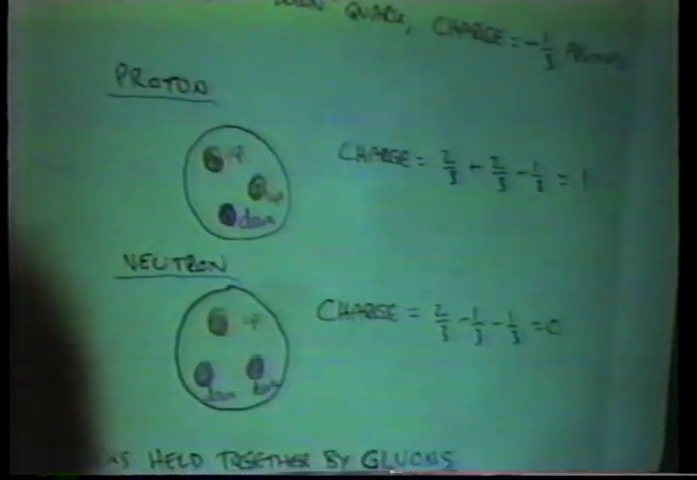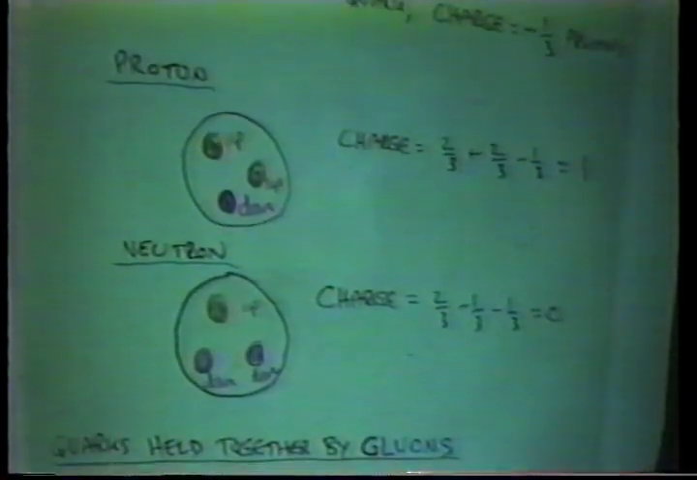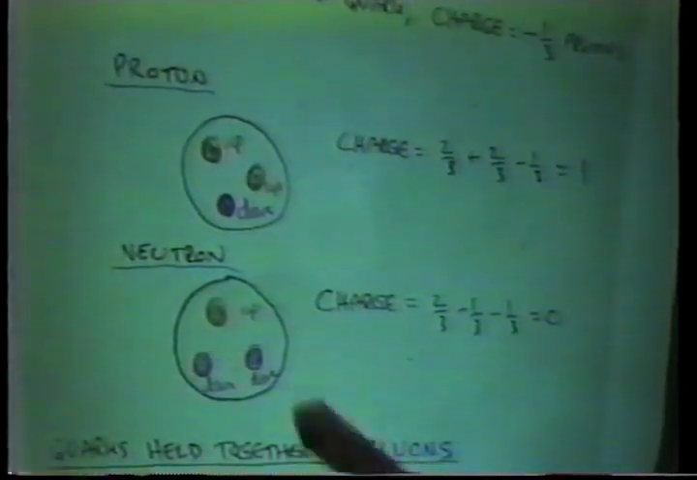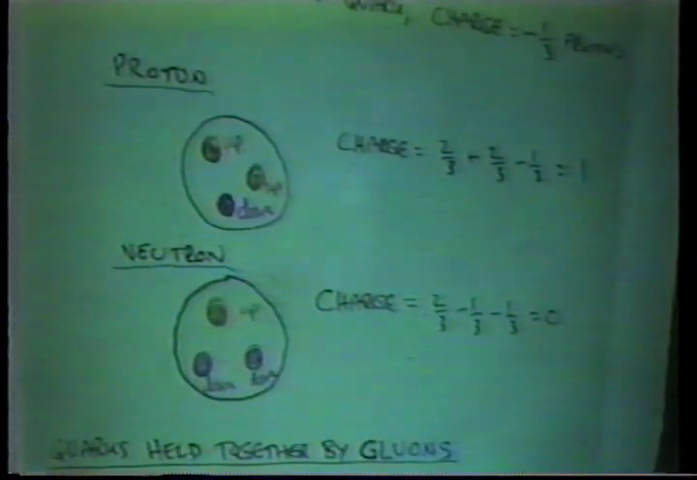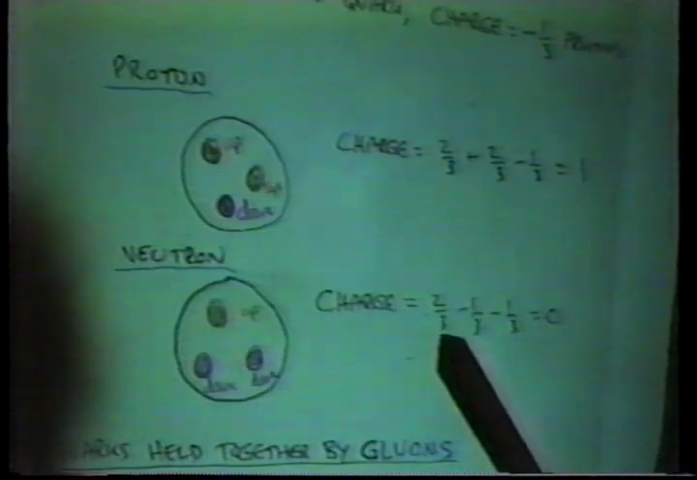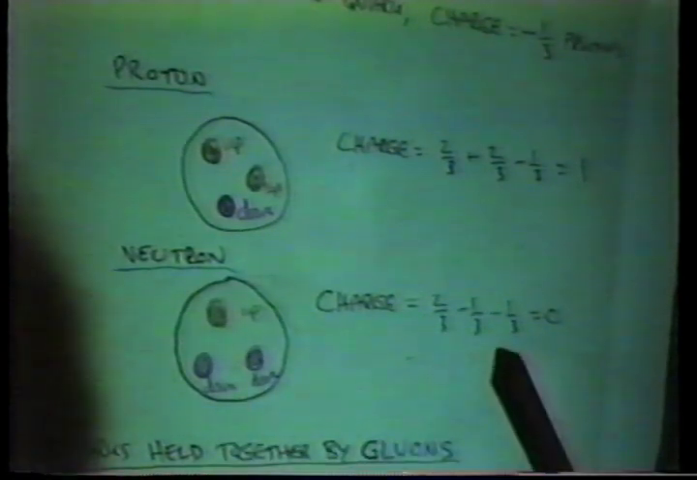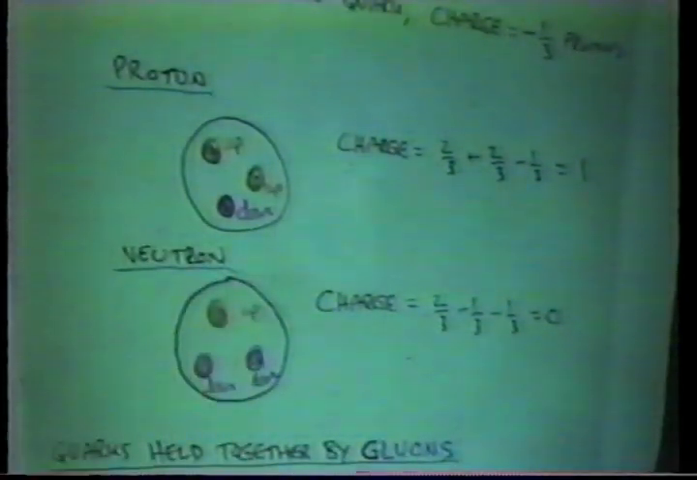Now what about the neutron? How does that turn out to be electrically neutral? Similar arithmetic. You make it out of 2 down quarks and 1 up quark. Well, if you do that, then the charge is 2/3 from the up quark minus 1/3 for each of the down quarks, and that's 0. And so you begin with these funny little building blocks.